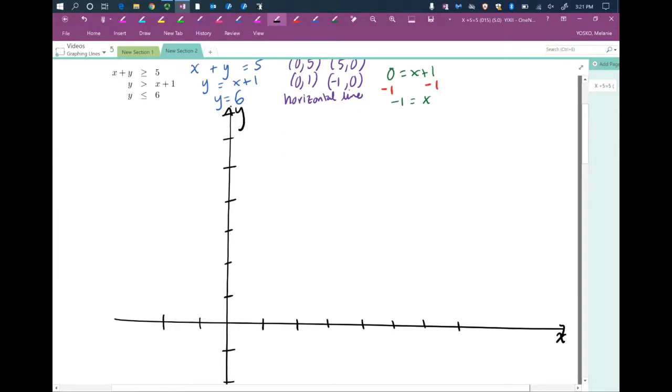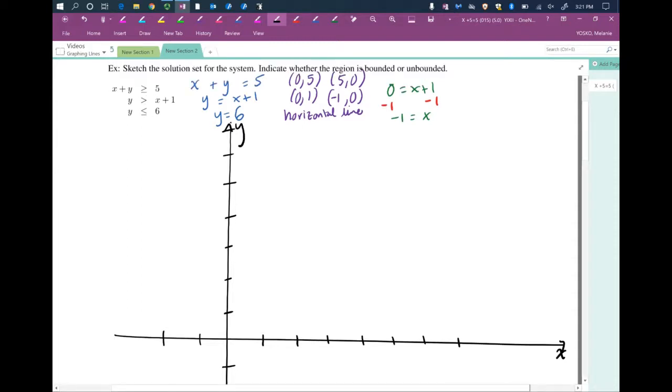So this is a rough sketch. I don't expect yours to be perfect. We're just looking at the basic premise of this. Now we're going to plot our points. So for x plus y equals 5, we're going to plot (0, 5). 1, 2, 3, 4, 5. And (5, 0). So let me label a few of these tick marks. 2, 4, 6. 2, 4, and 6. Okay, so we're going to plot (5, 0).